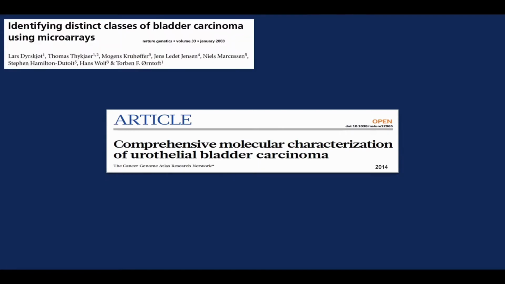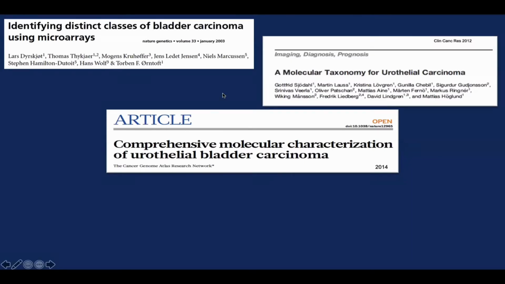The notion of classifying bladder cancer based on RNA expression, however, goes back as far as 2013. The group around Torben Orntoft in Aarhus, Denmark, has been leading the way in many different aspects of bladder cancer biology, as they still are.